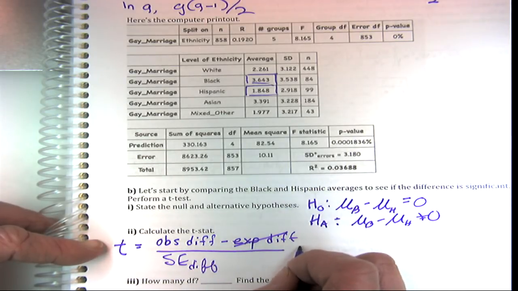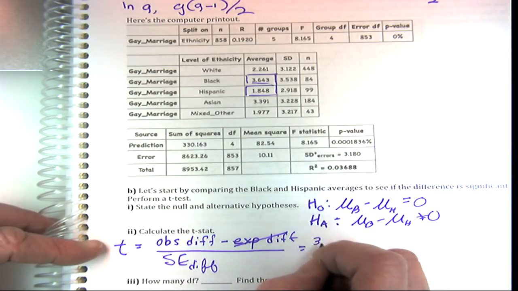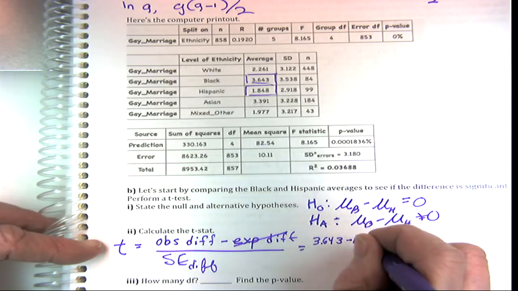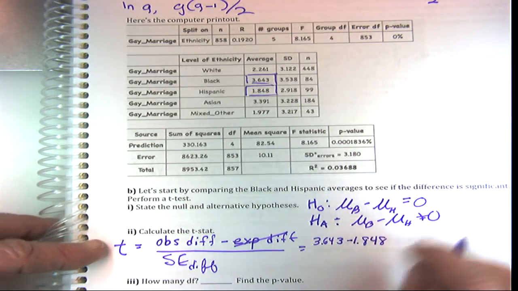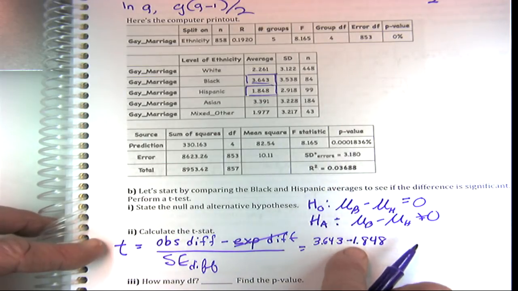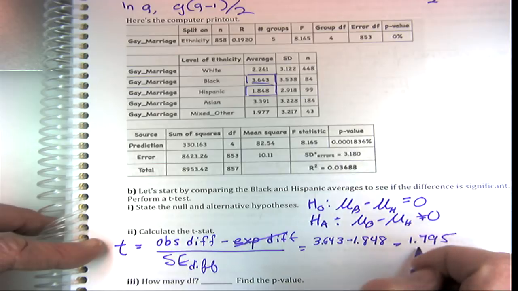All right, so let's do it. Our observed difference is just the difference between those two, 3.643 minus 1.848, minus 0. I got that difference to be 1.795. So that's our observed difference.